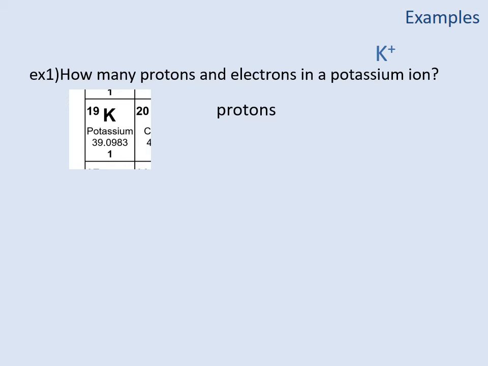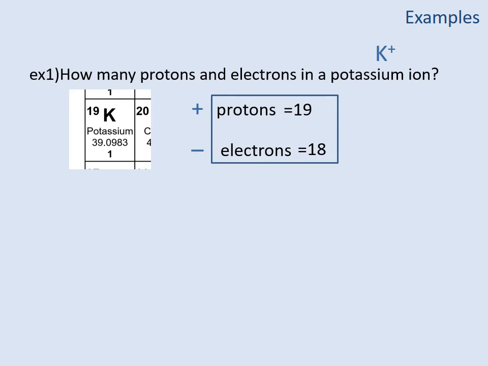I'll write my number of protons and electrons. Next to protons, I like to put a positive. Next to electrons, I like to put a negative. And potassium is number 19, so that means it has 19 protons. And if it has 19 protons and there's a positive charge, that means it has to have 18 electrons. Just to double check, protons are positive, and I have more positives than negatives by 1. Everything is all good. My answer is correct.